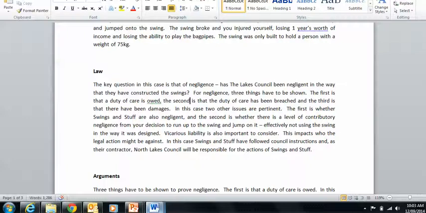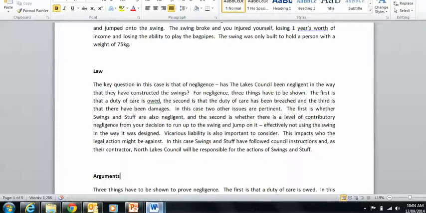In this case, two other issues are really important. So I've also brought in this idea of negligence on swings, which Varushka led us to. And the second is where there's a level of contributory negligence from your decision to run up to the swing and jump on it. Okay, so that means that you've done something that doesn't make a lot of sense. And are you part of the problem? I've then dealt with vicarious liability and explained why I've ruled that out.